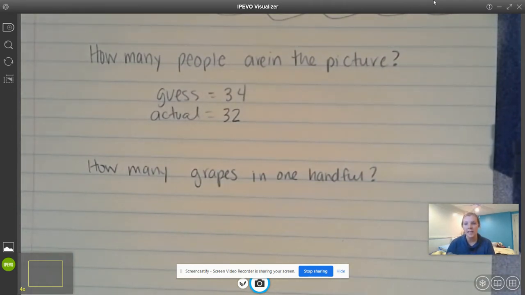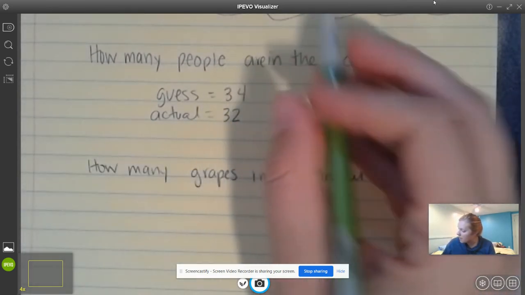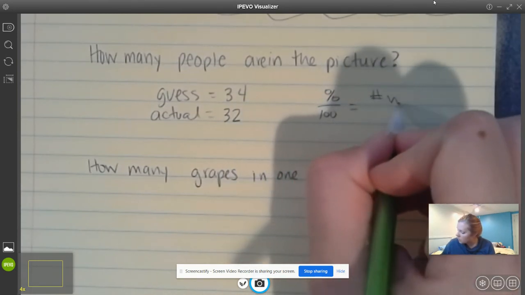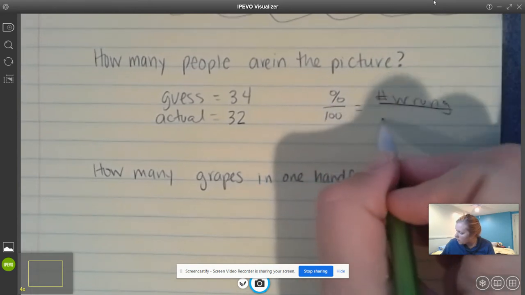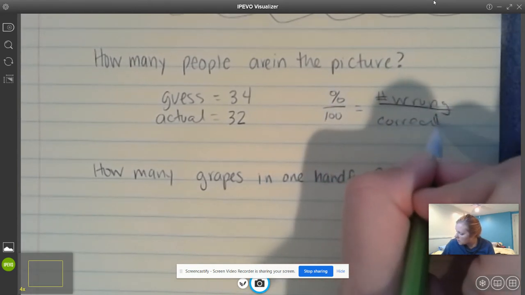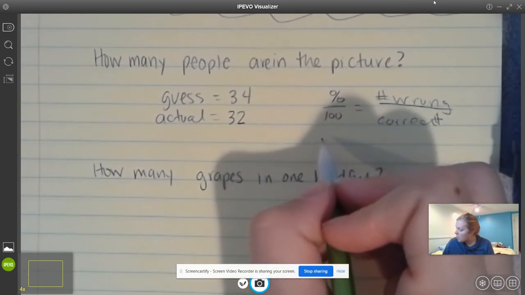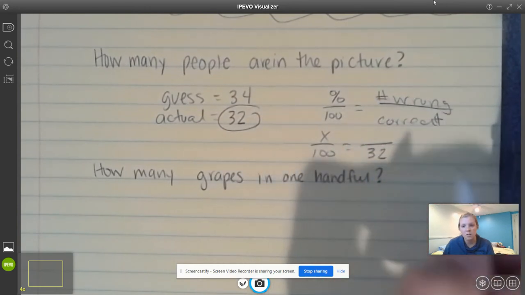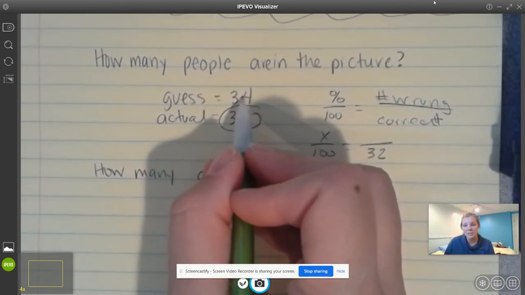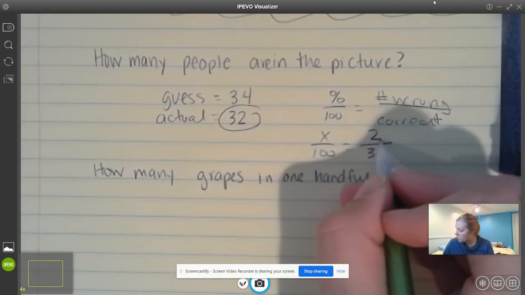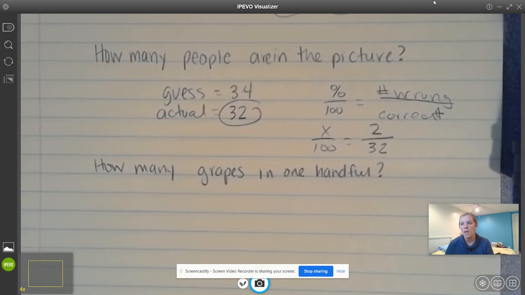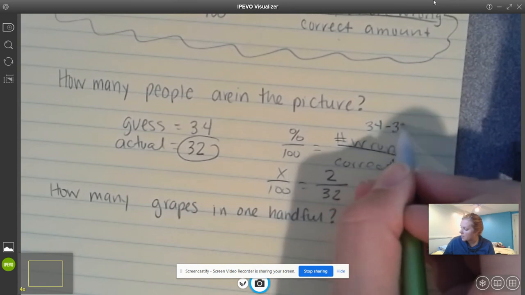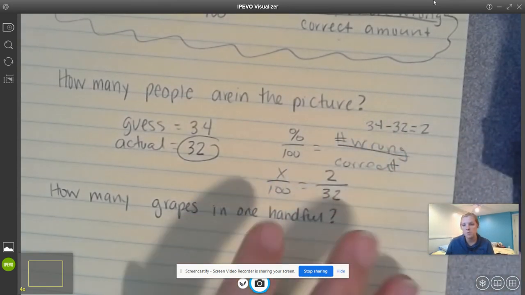So to find the percent that I'm wrong, or my percent error, I'm going to use that proportion. Percent over 100 equals the number I was wrong by over the correct amount. So the correct amount is 32. That's how many there actually were. And then you subtract. I guessed 34. There were actually 32. So I was wrong by 2 people. So again, to find the number you were wrong, you had to subtract 34, my guess, minus 32, the right amount. I was wrong by 2 people.